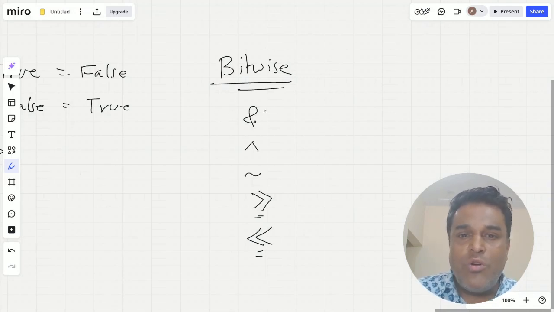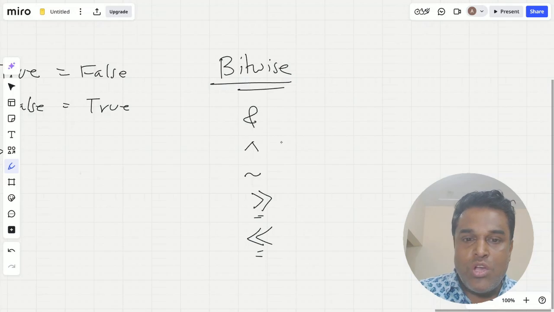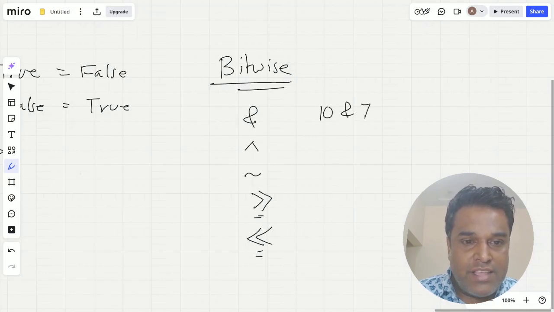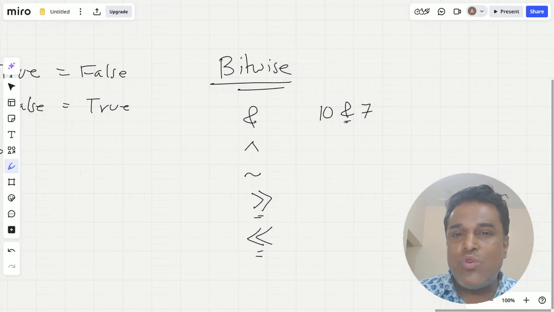Now we are not going to work much with them, but still you need to know them from an exam point of view. So how do they work? If I say maybe 10 and 7. Now over here, this and also works like the and which I've just discussed with you.